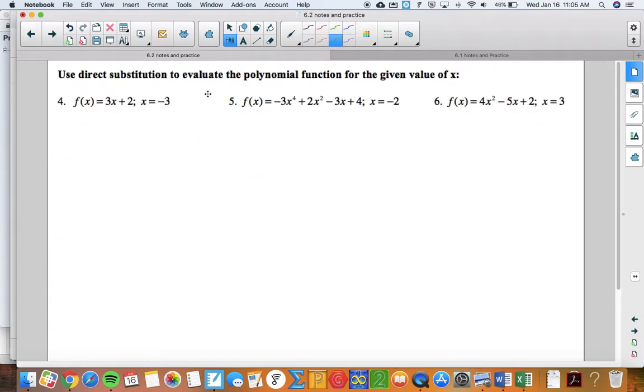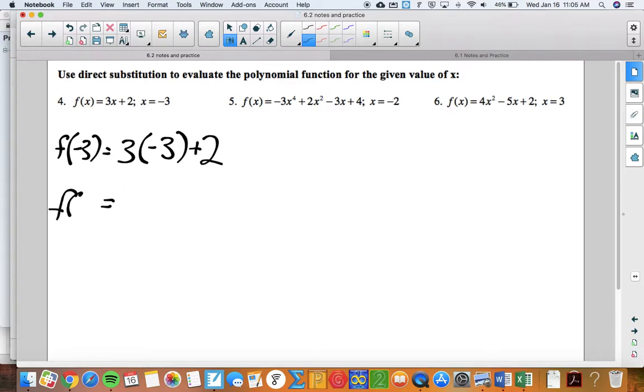Use direct substitution to evaluate the polynomial function for the given value of x. Use a calculator, por favor. So we're substituting negative 3 in place of x. Make sure when you do this you use parentheses around your substitution. You can type that just as it is there. So f of negative 3, when the x value is negative 3, y is negative 7. I'm getting that in my head, but I'm not using a calculator, full disclosure, which I should be. Yeah, that looks good.